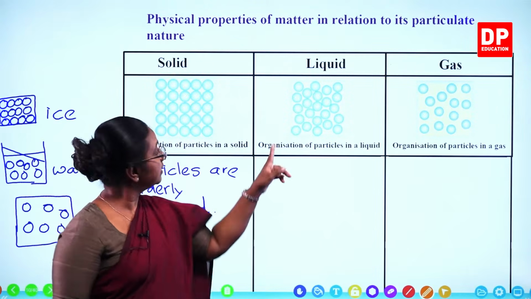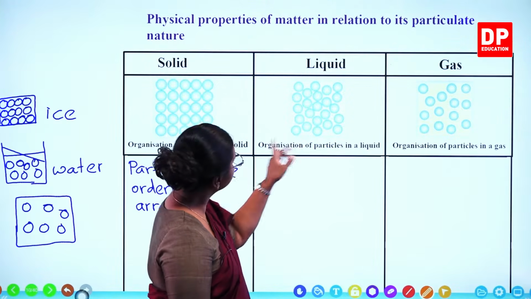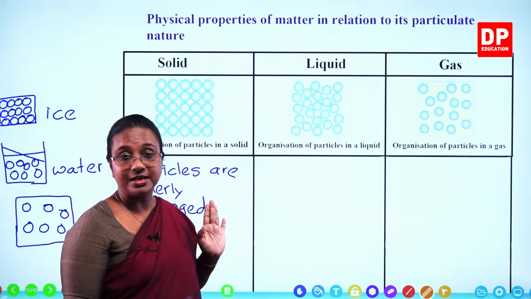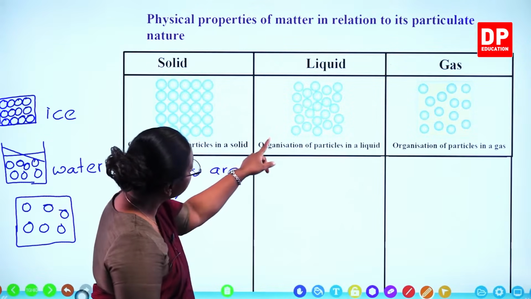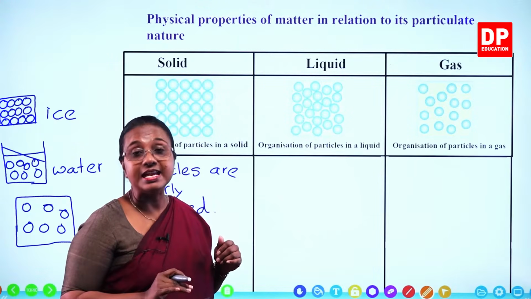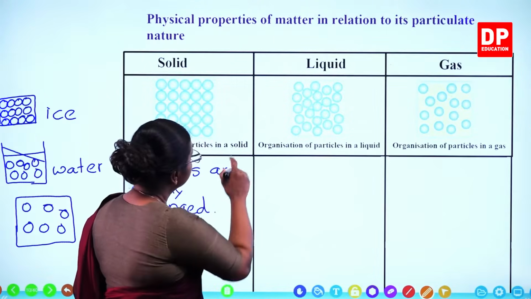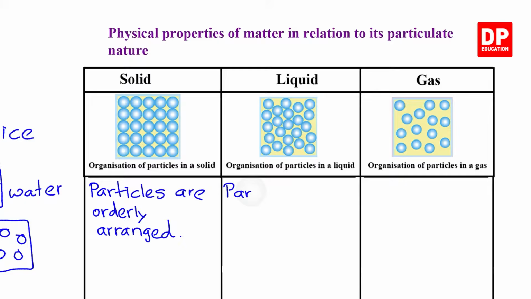So if you compare the liquid with the solid, what can you see? The liquid, the particles are not arranged in an orderly manner. So here there is a little bit of disorganized arrangement or somewhat random arrangement. So that is what we need to consider in liquids. So here we can say particles are not orderly arranged.